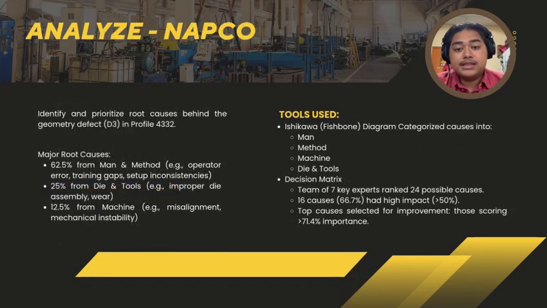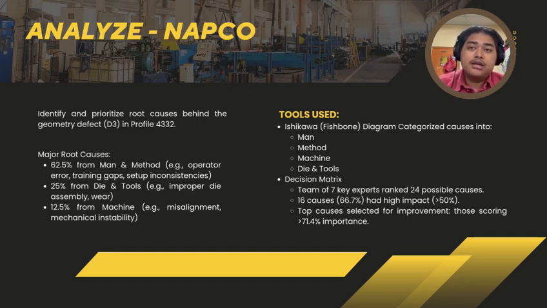In the analysis phase, Napco focused on identifying why the D3 dimension was consistently out of spec. They began with a fishbone diagram categorizing possible causes in 4 areas, which are man, method, machine, and die tools.